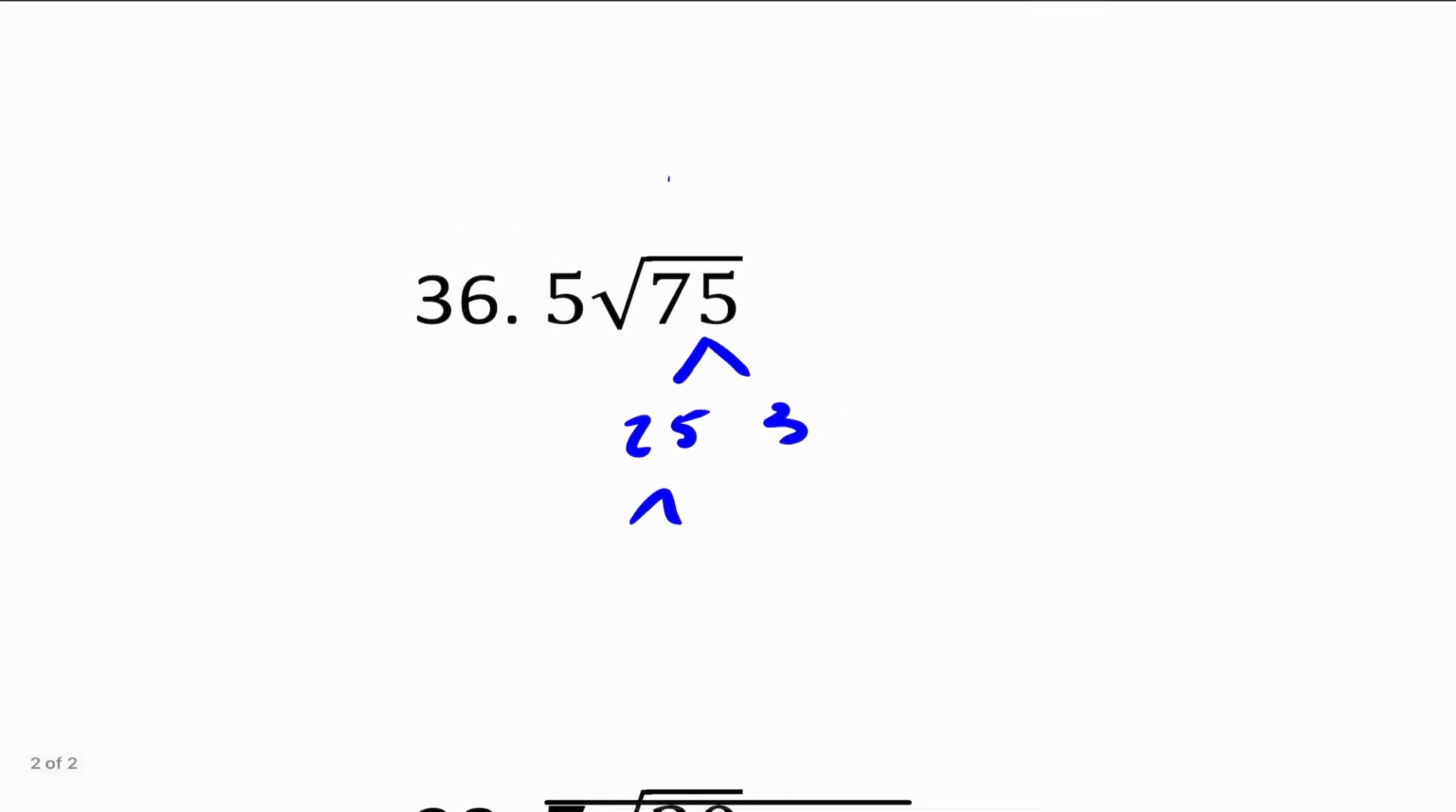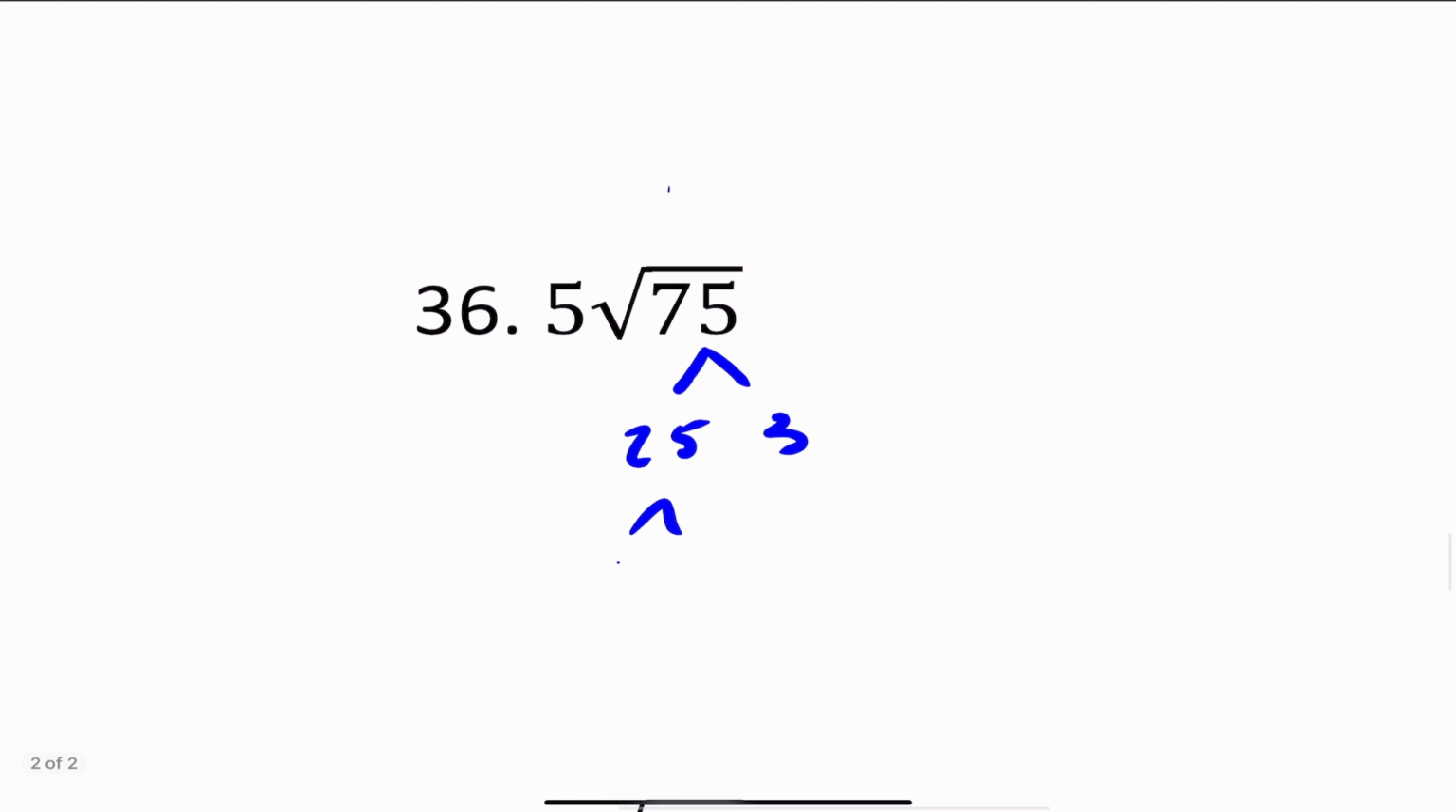And then 25 is simply 5 and 5, because 5 times 5 is 25. And then I'm going to circle that pair of that same number, and I'm going to eliminate one of the 5s and bring the other one outside of the square root, okay? So the only number that should remain in the square root is 3. So I have that square root, right?